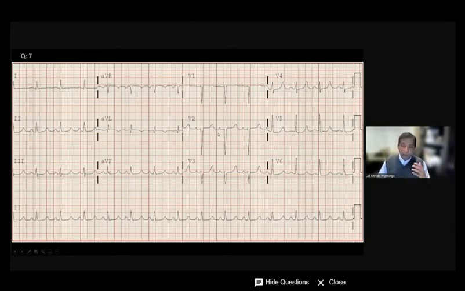You don't have to calculate it. If you see any time the QT interval is more than half the RR interval, just a light bulb should go up. I just wanted to make sure this patient is safe. That's what I'm coming to.